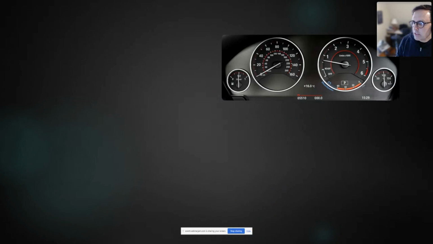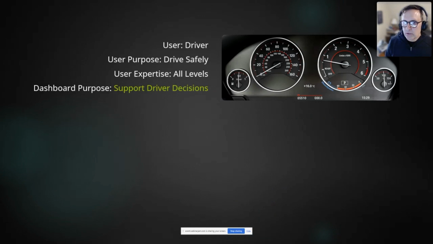So let's talk about what a dashboard really is, and we'll go all the way back to the very basics here of a dashboard in a car. I mean, what is it really designed to do, right? And who uses it? So in this case, the user is a driver, and it could be any driver. This could be the first time ever drive of someone who has no experience whatsoever, or it could be an experienced race car driver who knows everything about the internal workings of a car.